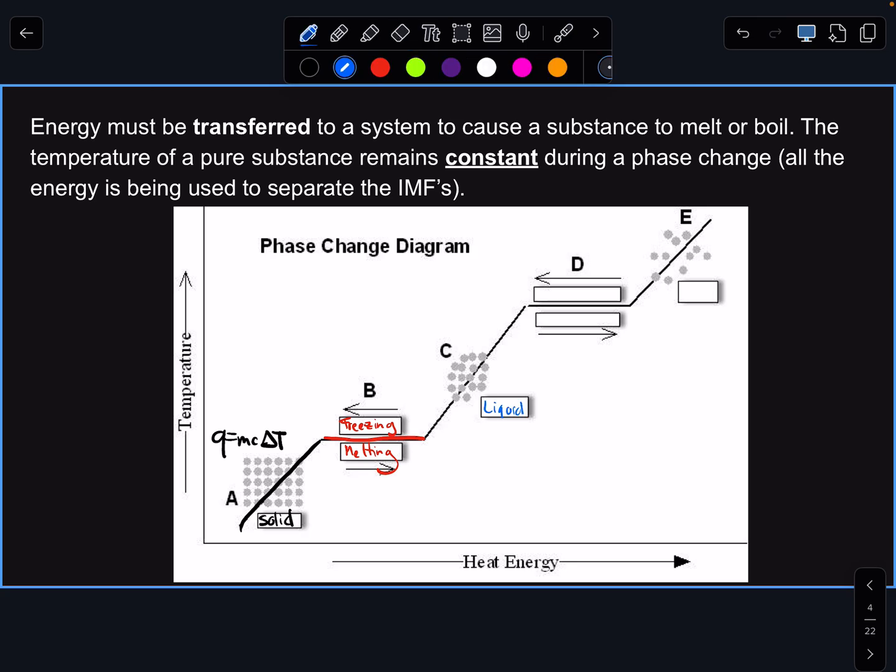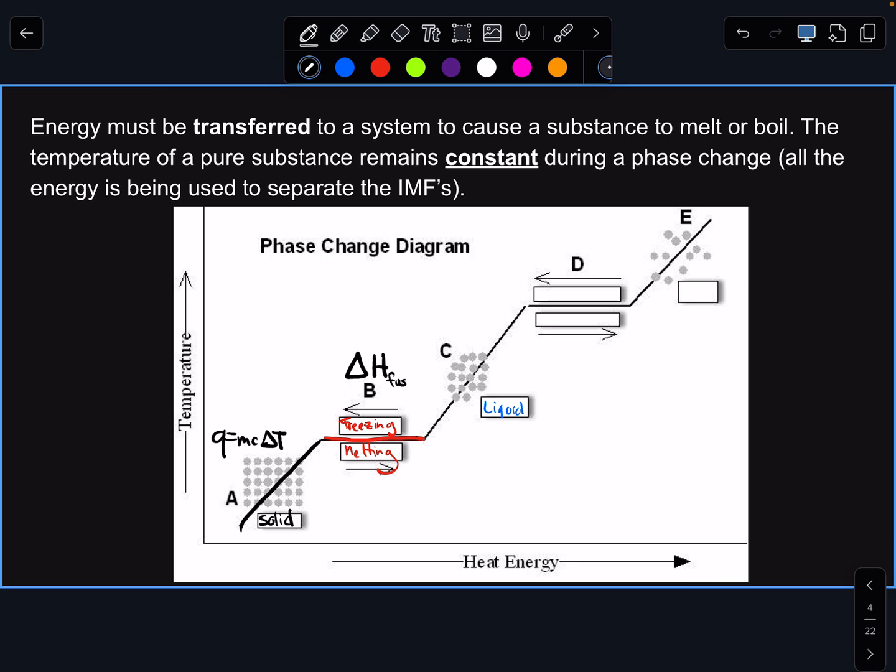So this would be our liquid portion of our line. Once again, we have another diagonal, so Q would come into play here. Oh, let me back up. The plateau portion doesn't apply to Q because temperature's not changing, but it does apply directly to delta H. This line right here is called the delta H of fusion.